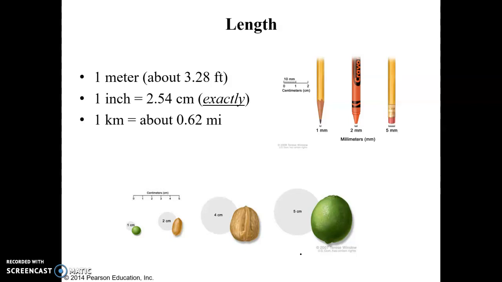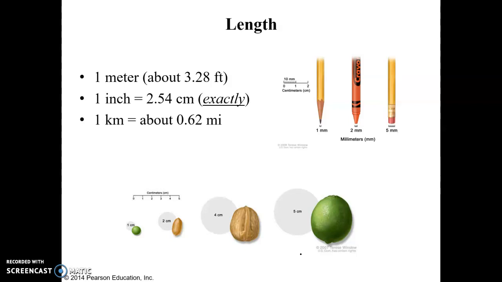The exact conversion is 1 inch is 2.54 centimeters, and 1 kilometer, 1,000 meters, is about 0.62 miles. So the way I remember it, at least, is that 60 miles per hour is approximately 100 kilometers per hour. Now, if we look at smaller units of measurement, we have millimeters.